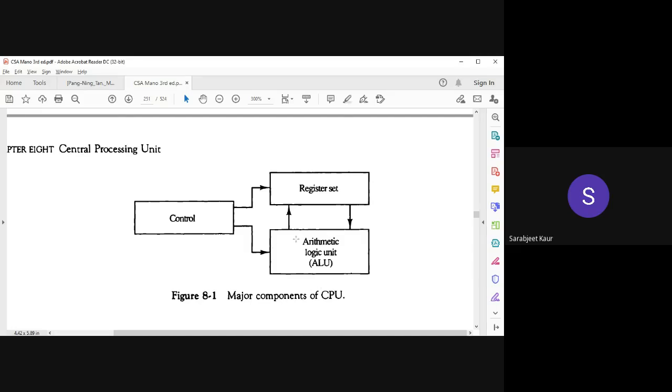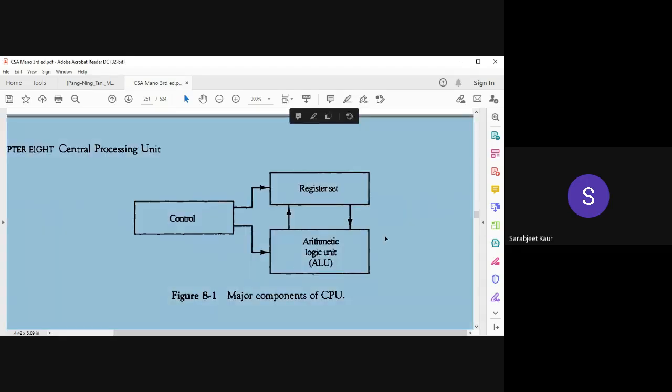As the name suggests, the arithmetic logic unit is responsible for the computational part that is required to be carried out in the instructions. So all the arithmetic computations as well as the logical computations such as OR, NOR, NOT, and XOR, XNOR, etc., they are carried out by the ALU apart from the arithmetic operations such as plus, minus, divide, multiply, etc. Right.